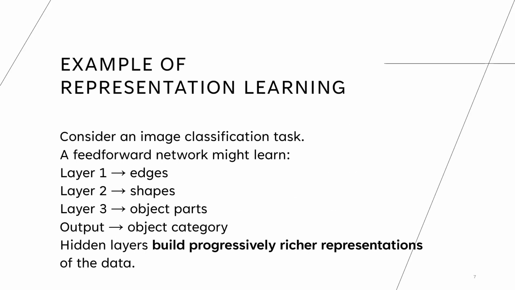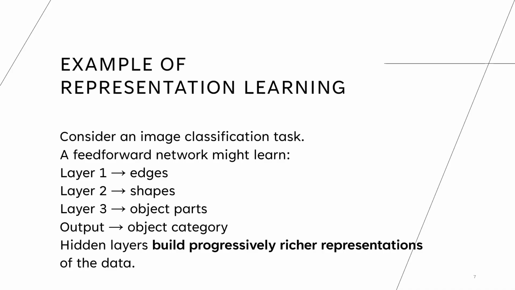To better understand representation learning, let's consider an example involving image classification. Imagine a neural network that is trained to recognize objects in images. In the first layer, the network might learn to detect very simple patterns, such as edges or lines within the image. In the next layer, those edges can be combined to detect more complex shapes.